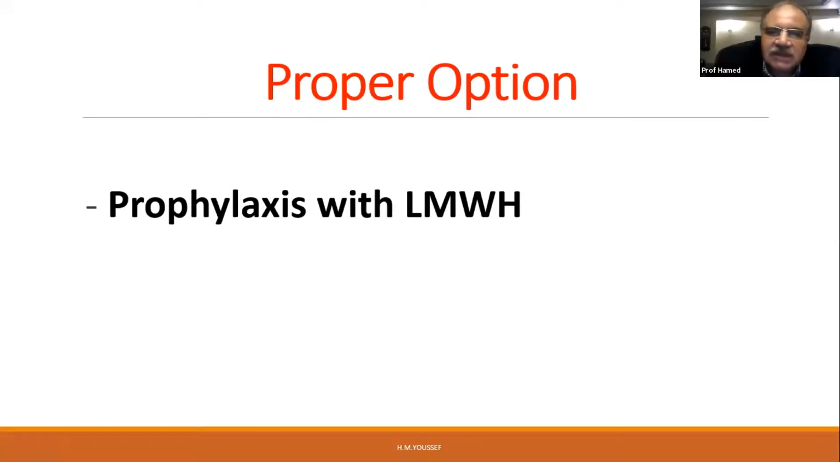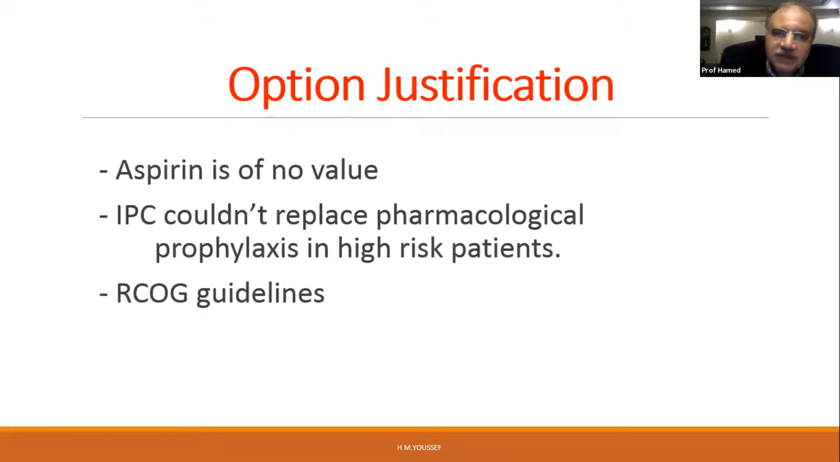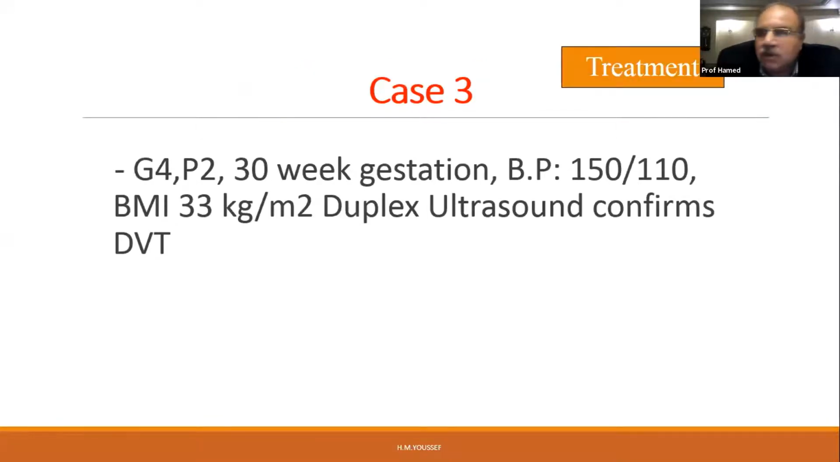Again, the patient needs prophylaxis with low molecular weight heparin. Aspirin is of no value in this patient because if she develops thrombosis, it will be venous thrombus and not arterial and not a mixed thrombus. And so aspirin has nothing to do with venous thrombus. Intermittent pneumatic compression could not replace pharmacological prophylaxis, but you can advise to use it, and you have to give low molecular weight heparin. The recommendation by the Royal College is to give low molecular weight heparin.